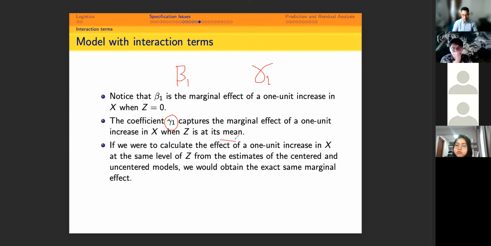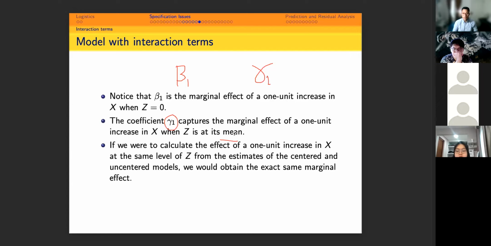Going back to the education and school quality example, the coefficient associated with education provides the following interpretation: it's the marginal effect of a unit increase in education when school quality is at its mean. Basically, we're identifying the return to education for individuals who attended school with average quality.